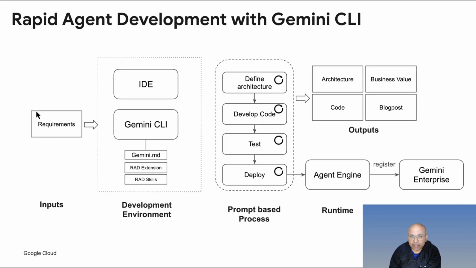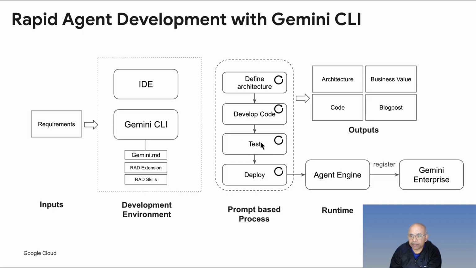So we'll start with a requirements document, which is going to be in plain text. When you apply this requirements document and ask Gemini CLI in plain English, you will be defining the architecture from these requirements as the first step. Then, using that architecture, you would iteratively build code using the code development skill. After the code is built, you can use the testing skill to test that agent.